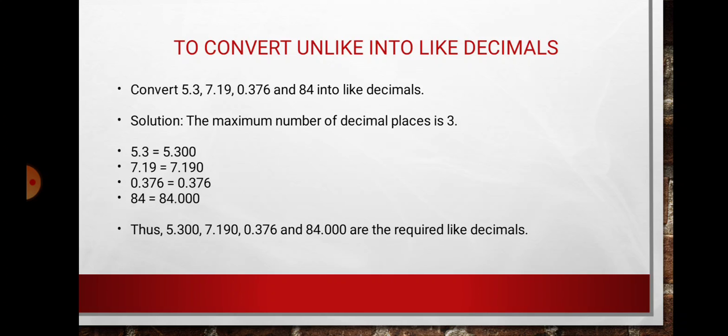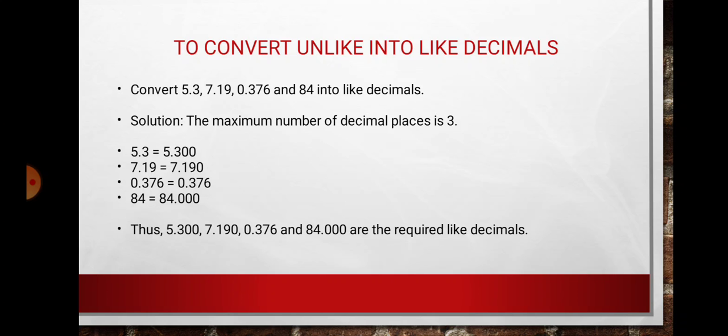The first thing we have to check is which decimal number has the most digits in the decimal part. As you see, the maximum number of decimal places in the given question is 3. Now we need to change all the decimal numbers so that they have the same number of decimal places, 3.